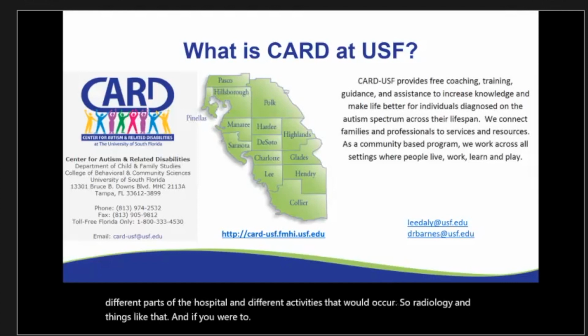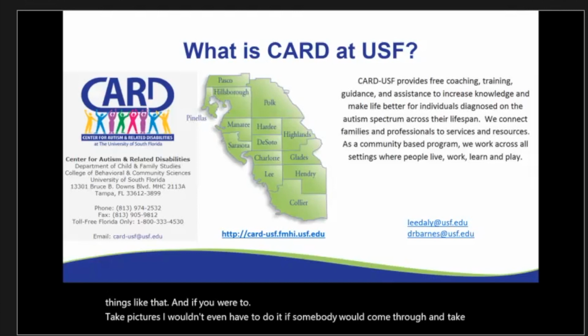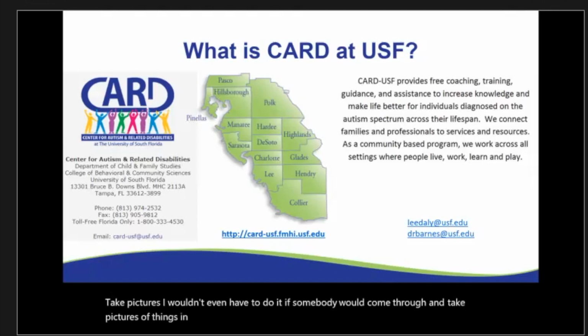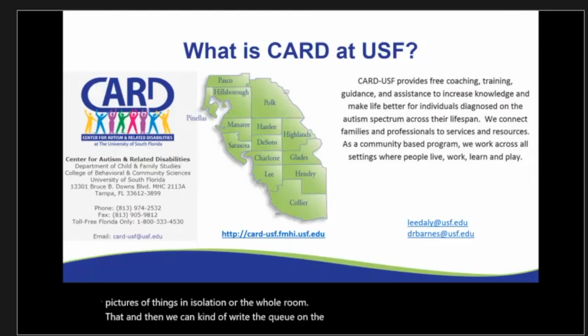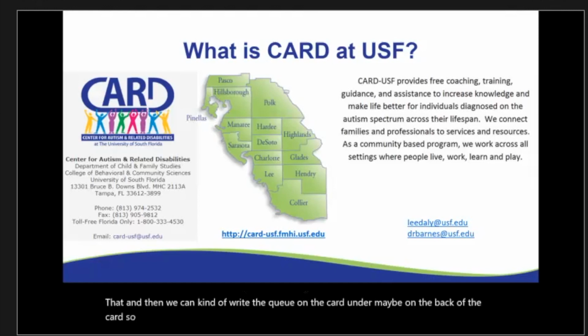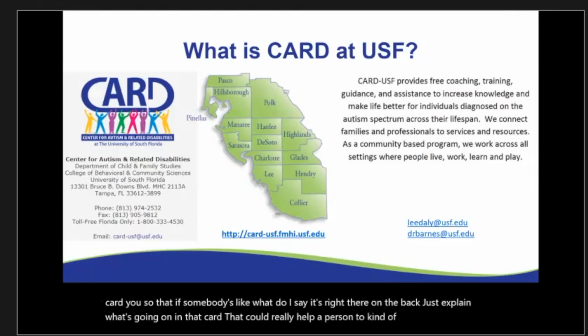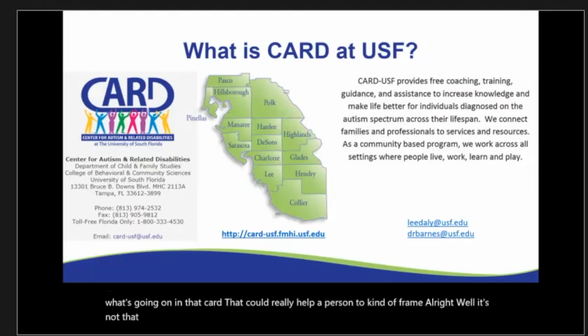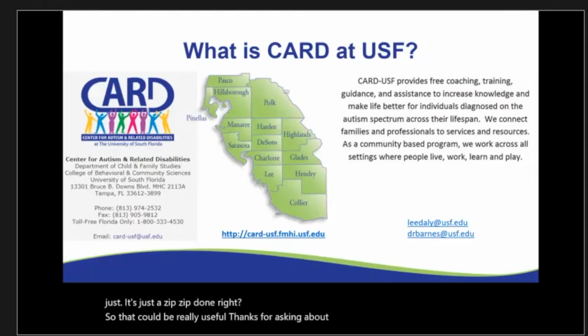And if somebody would come through and take pictures of things in isolation or the whole room, I wouldn't even have to do it. Then we can write the cue on the card, maybe on the back, so that if somebody's wondering what to say, it's right there on the back, explaining what's going on. That could really help a person frame it: all right, well, it's not that bad. I thought I was going to be put in an oven or something, but no, it's just a zip, done, right? So that could be really useful. Thanks for asking about that.